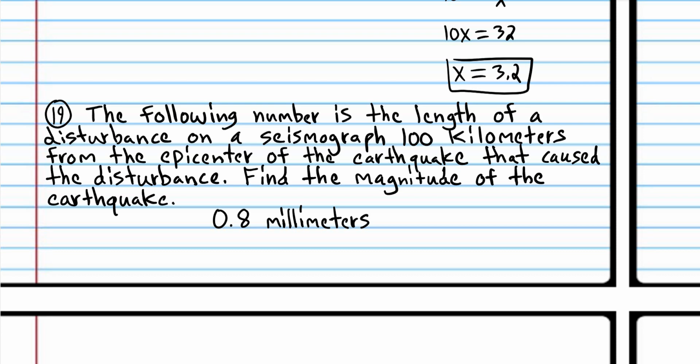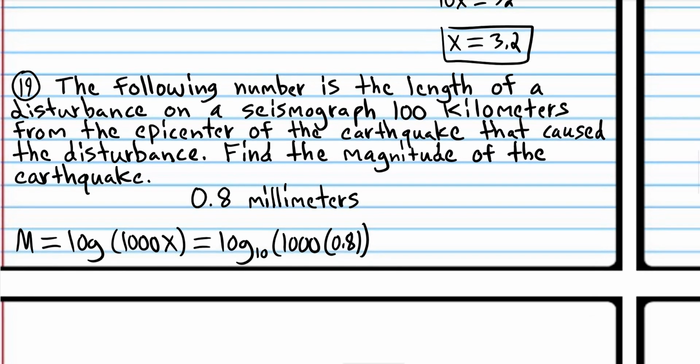All right, we're back. So the magnitude of an earthquake is defined to be log base 10 of 1,000 times the length of a disturbance on a seismograph in millimeters. And let's write the base. The base is not written because you don't have to write the base, but let's just make sure we know what that is. It's base 10. The notation doesn't show a 10, but we know it's 10.